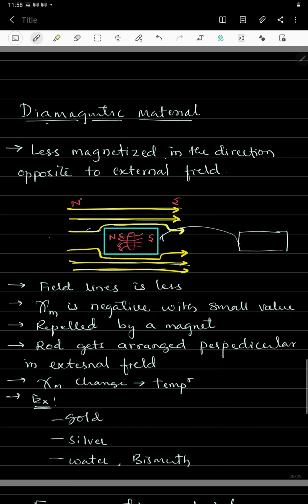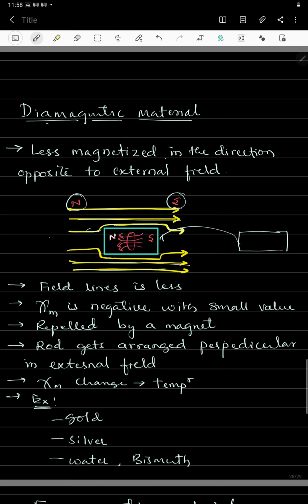And see here, this is the N pole and this is the S pole, the direction of the magnetic field line. So these types of materials, diamagnetic materials, oppose the magnetic field lines. It means the same pole of the material and the magnetic field come into the place, and then it gives opposition.